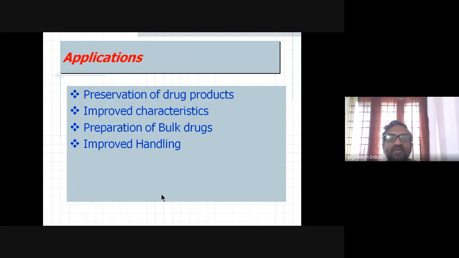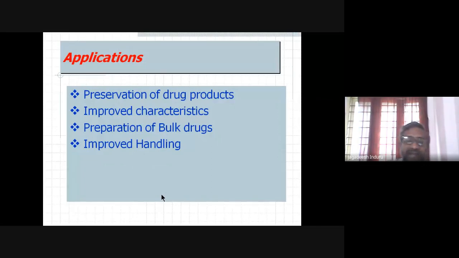So this will make for improved handling. Improved handling means your handling cost will obviously be reduced after you have done the drying, because it is reducing its weight. So your transportation charges will also be less and you can easily transport it from one place to another place. Dry material is easy to handle. That is another advantage of drying.